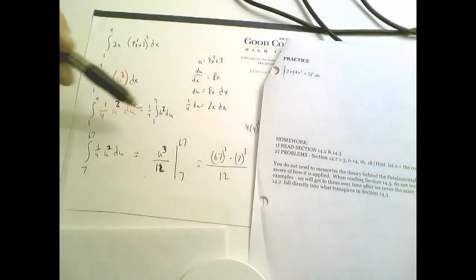I'm going to take the antiderivative of 1/4 u squared du. Well, the antiderivative of u squared is u cubed over 3, also multiplied by what? The constant 1/4. u cubed over 4 times 3, u cubed over 12. There's my antiderivative. This again shows my evaluation step.